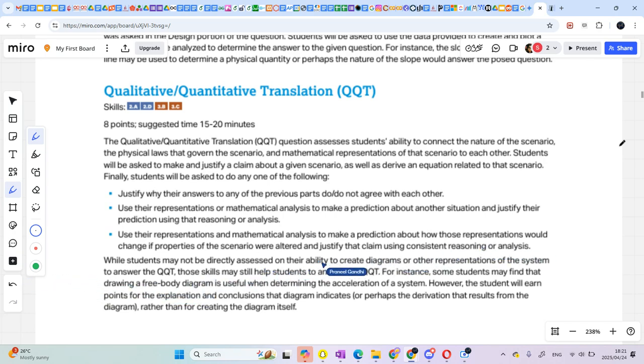And while you might not be directly assessed on your ability to create diagrams, those skills might help you answer the question. You might find that drawing a free body diagram is helpful, even if they don't specifically ask you to do it for points. But you will earn points for the explanations and the conclusion that the diagram indicates, or maybe the derivation from the diagram, but not for the diagram itself if it's not asked for.